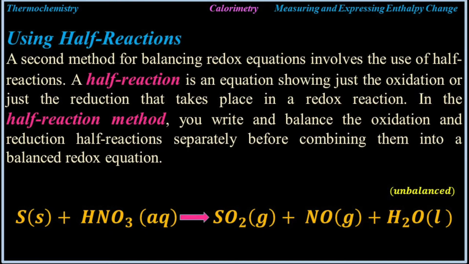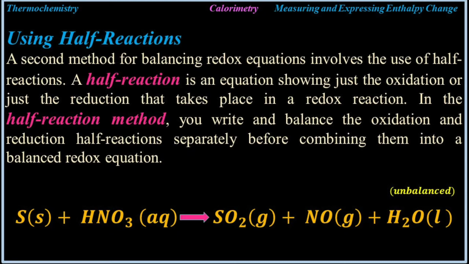Using half reactions, this is a different method. A second method for balancing redox equations involves the use of half reactions. A half reaction is an equation showing just the oxidation or just the reduction that takes place in a redox reaction. In the half reaction method, you write and balance the oxidation and reduction half reactions separately before combining them into a balanced redox equation.